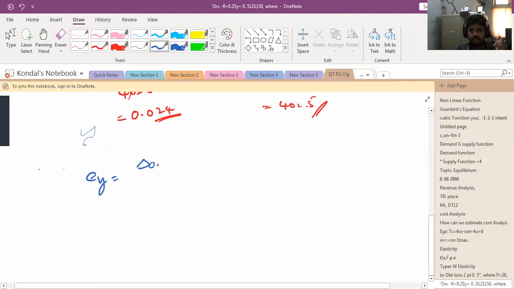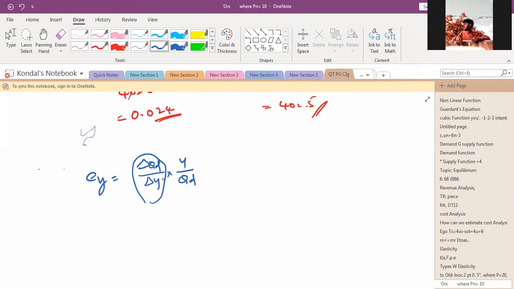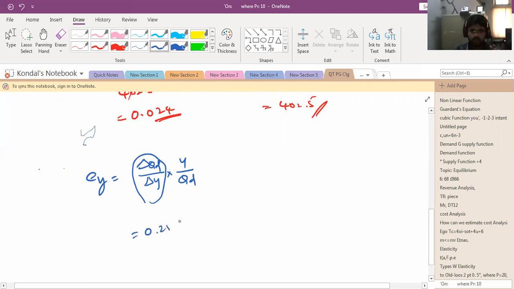Delta Qd by delta Y into Y by Qd, right? So here delta Qd by delta Y, what is it? It is called slope. Again, I'm explaining the slope. Okay, slope of the income. What is the slope of the income when they have given the equation? 0.25, sir. 0.25. This is the slope.